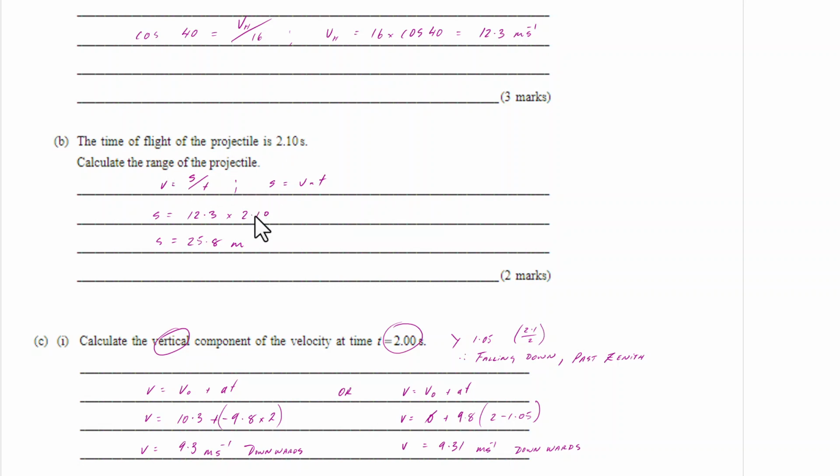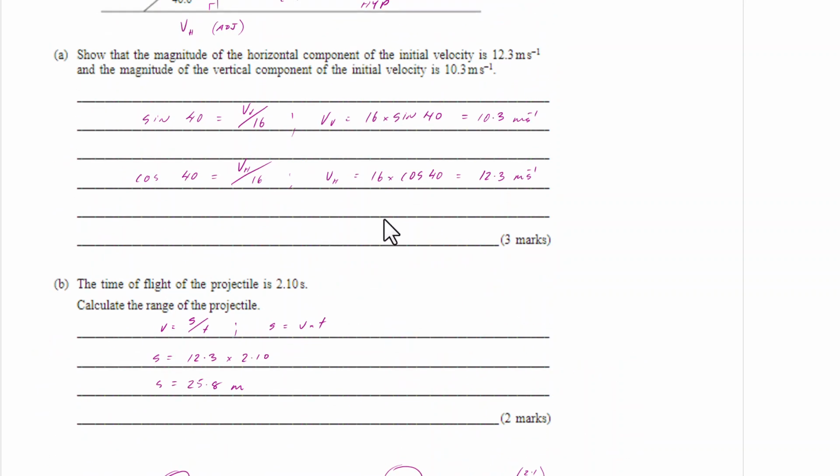So we need the horizontal velocity in order to get the range. So velocity is distance over time, displacement equals velocity times time. Make sure you put in the horizontal velocity, not the vertical one, very common mistake, and the time period, and you end up with the range.